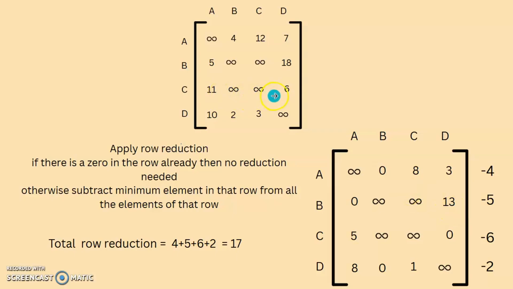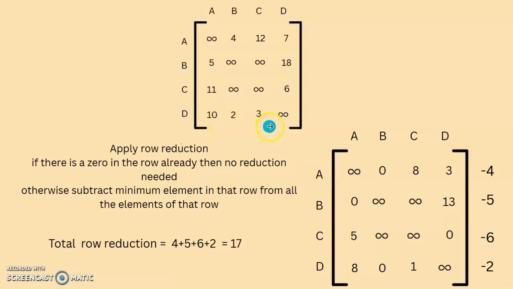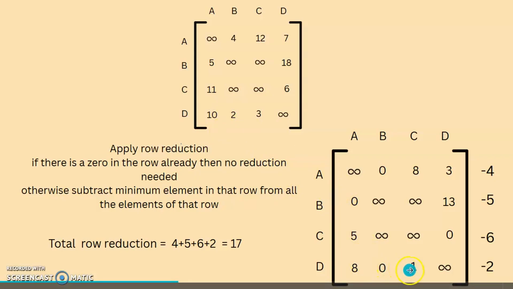And in the third row there is no 0. The minimum element is 6. So subtract 6 from the elements of the third row. So 11 minus 6 is 5, and infinity will be as it is. This will become 0. And in the fourth row there is no 0 already, so we have to apply row reduction. What is the minimum element? 2. So subtract 2 from all the elements. So 8, 0, 1 and infinity. This is what we call row reduction.